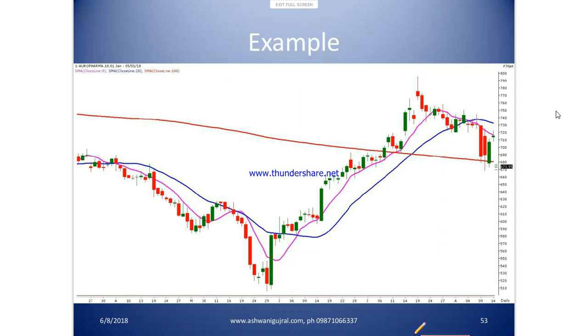Okay, now let's start with examples. Now, as many of you wanted, this is a daily chart, but I don't care what kind of trader you are because the same rules apply. This is Aurobindo Pharma. Look at the decline. Finally, it started to plunge.